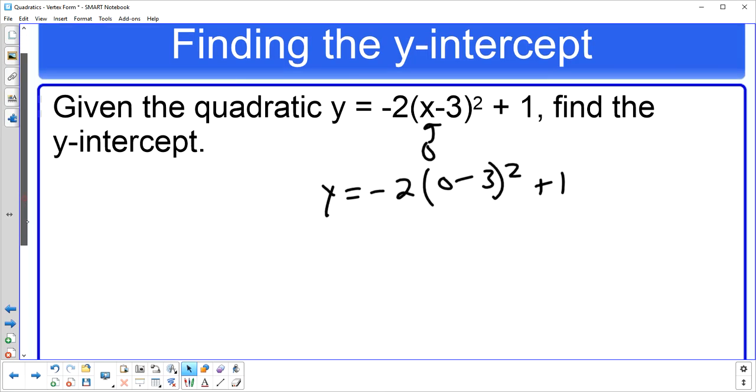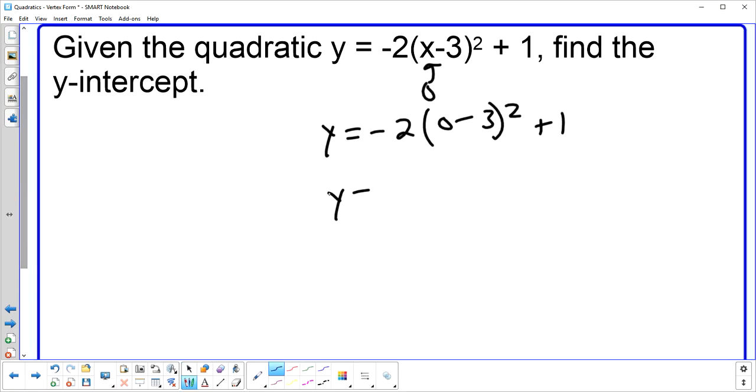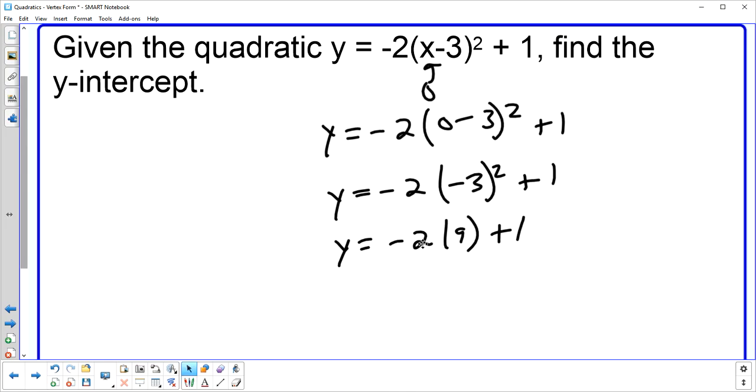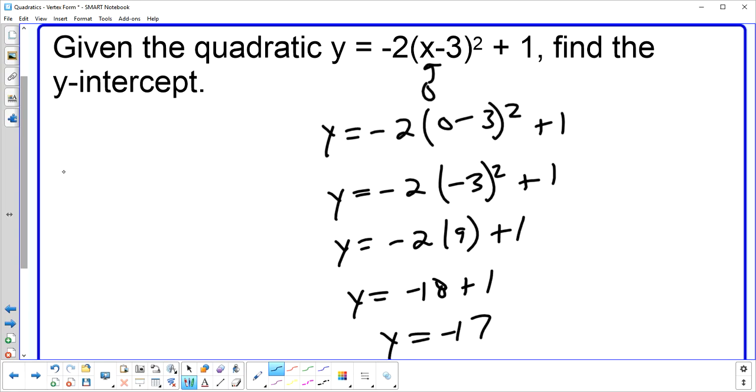Make sure that you pay attention to your order of operations. So inside our parentheses first, so we're going to have negative 2, inside we have negative 3, squared, plus 1. Exponents next, so we need to take negative 3 squared, and we'd have negative 2 times 9 plus 1. Now we do multiplication. Negative 2 times 9 is a negative 18, and plus 1 is going to give us a y-intercept of (0, negative 17). Okay, so this is going to be 0 here. Let's write that a little neater. 0 and then a y value of negative 17.